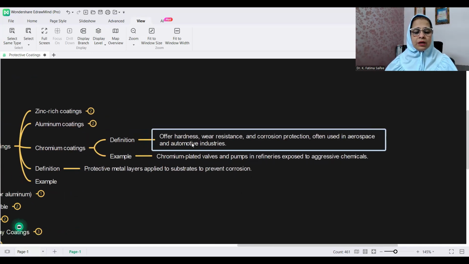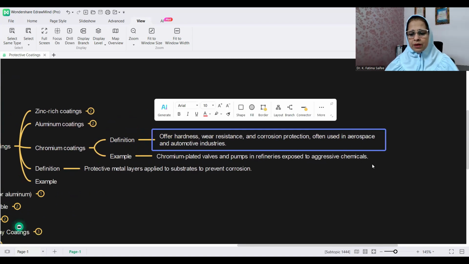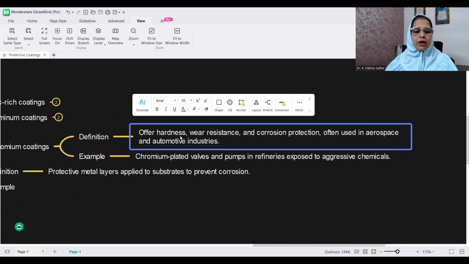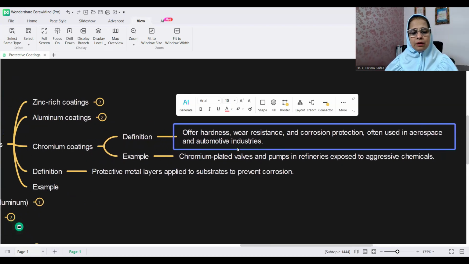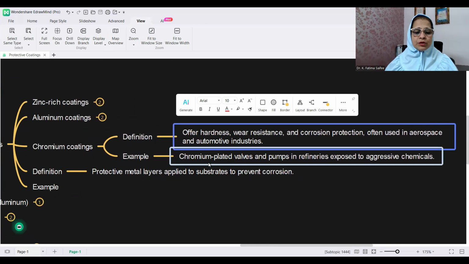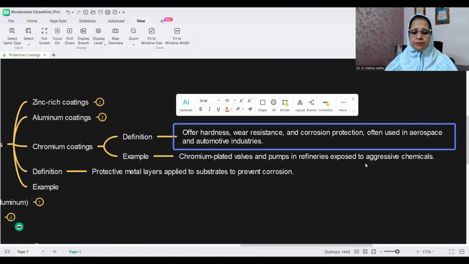Chromium coating offers hardness, wear resistance and corrosion protection, often used in the aerospace and automotive industry. Yes, it is mostly used in aerospace and automotive. Chromium coating is normally very common in automotive industries also. Example, chromium-plated valves and pumps in refineries exposed to aggressive chemicals.